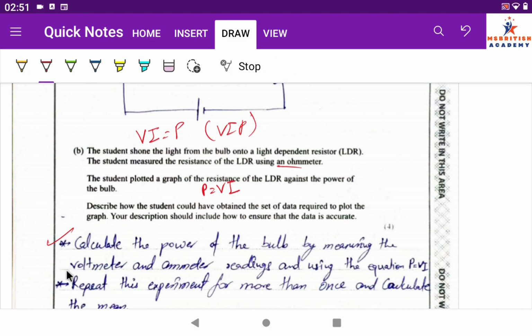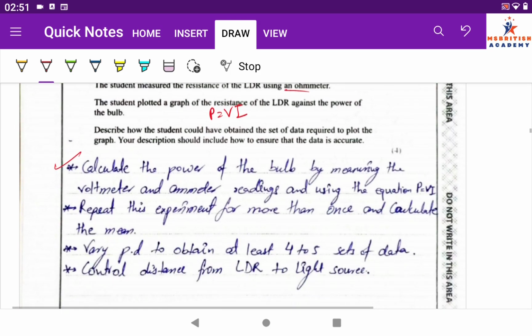And the second point, repeat this experiment more than once and calculate the mean. Okay, this is the second point. The third point, vary the potential difference to obtain at least four to five sets of data. Control the distance from the LDR to the light source.